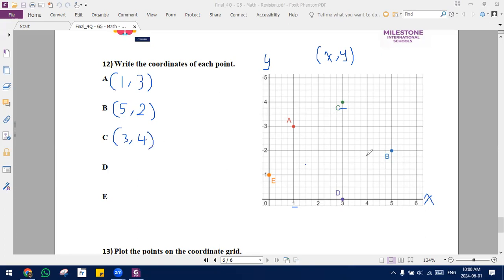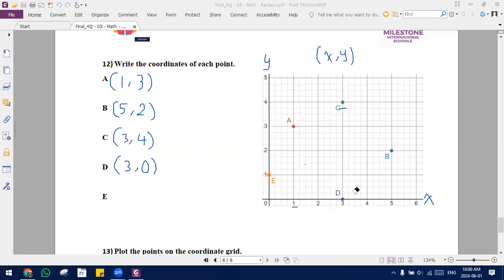Now, the point D, which is that one, is on the X-axis, okay? We read the X value. The X value is 3. Now, what's the Y value? Am I going up? No. If I need to read the Y value, I go to the left. What is it? It's 0. Why is it 0? Because it is on the X-axis.